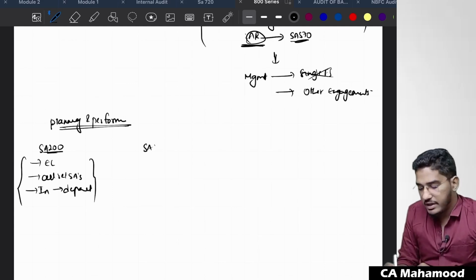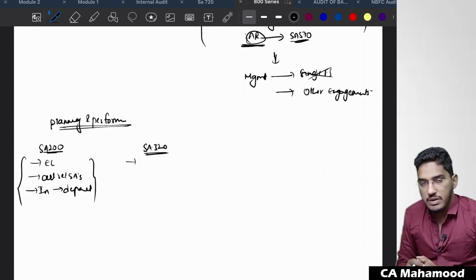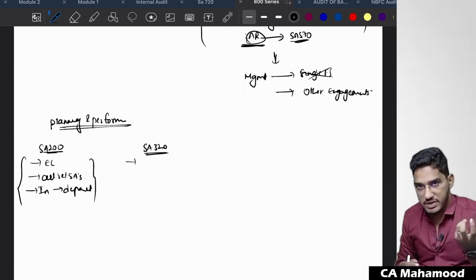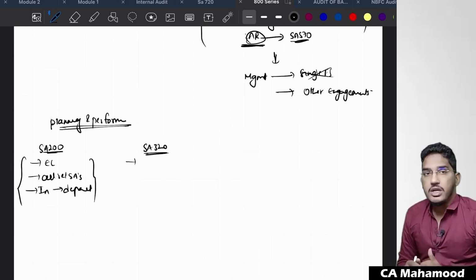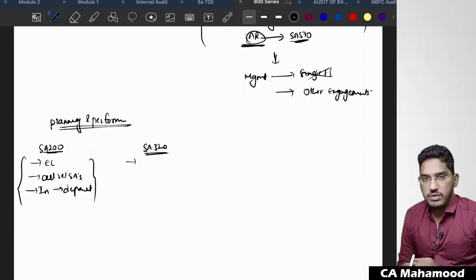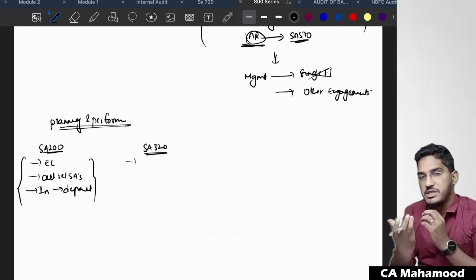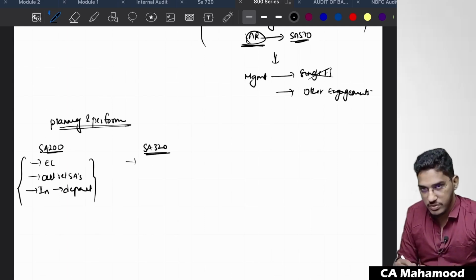Then materiality, SA 320 also will become applicable here. You need to decide the materiality keeping in mind that specific item of the financial statement. Generally, when we are conducting audit of the complete financial statements, we determine materiality on the basis of the entire financial statements. But when conducting audit of a specific financial statement, or a specific element or account of the financial statements, you have to determine materiality keeping in mind only that specific part, not considering the entire financial statements. So that materiality requirement also will be there.